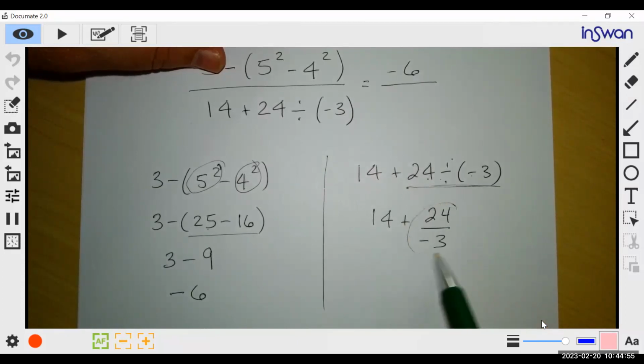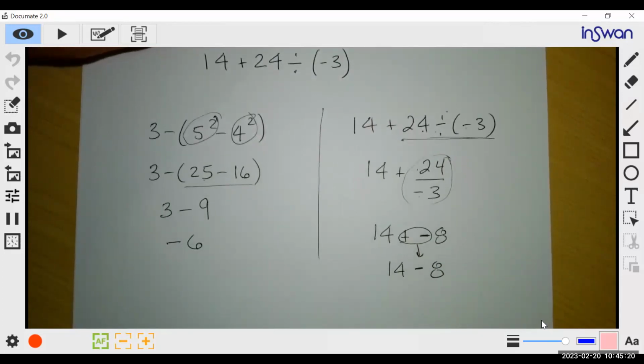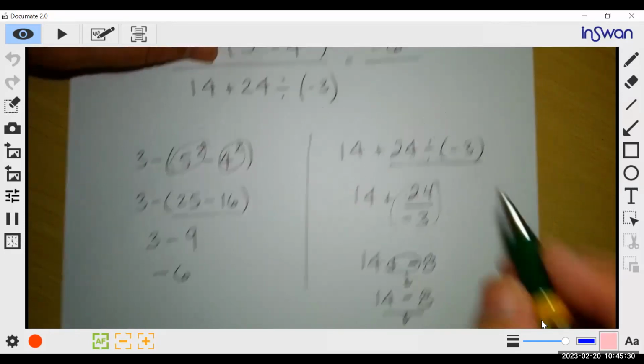Is this answer going to be positive or negative? No, there's only one negative. It's an odd number. So the answer is going to be negative. 24 divided by 3 is 8. You have opposite signs next to each other. So that becomes a minus. 14 minus 8. Six. So the bottom number is 6.